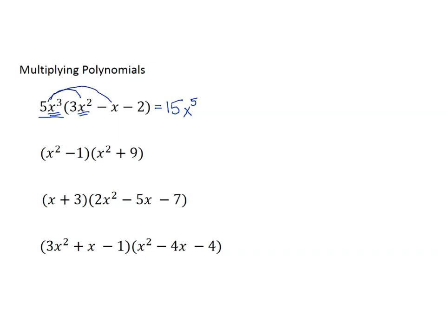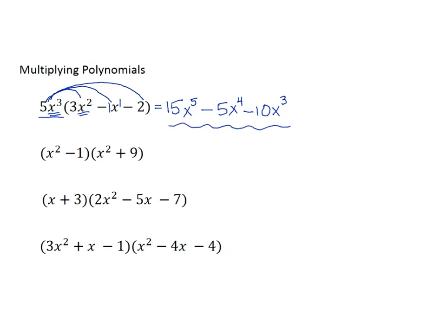All right, let's go to the next one. 5x cubed times negative x. Well, it's a positive times a negative, so I know it's going to be negative. 5 times 1 is 5. And x cubed times x to the 1st is x to the 4th. All right, one more term to go. 5x cubed times negative 2 gives me 5 times negative 2 is negative 10. And then x cubed times, there's no x term on the 2, it's a constant, so I just get x cubed. And that's my answer.